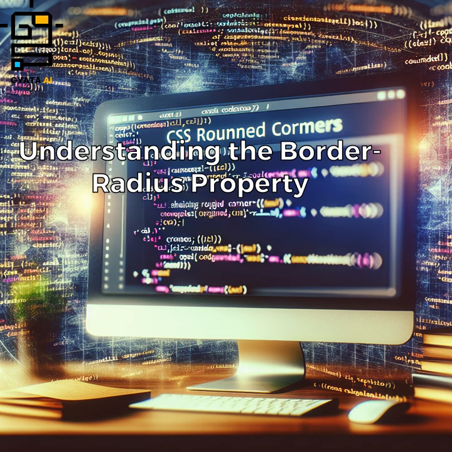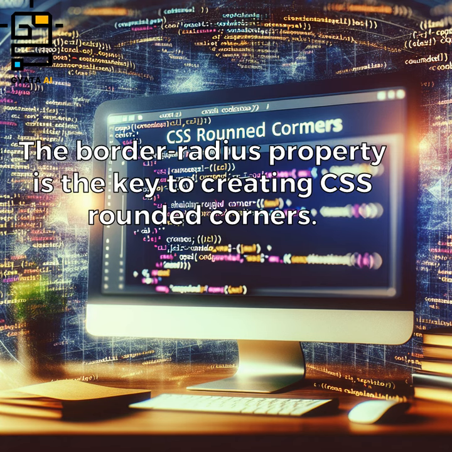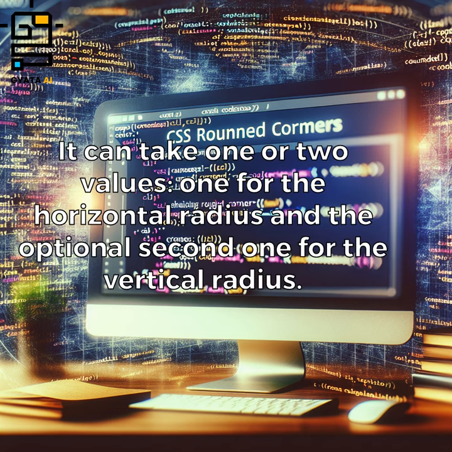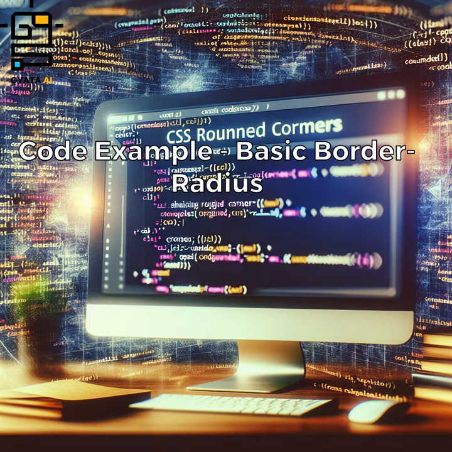Understanding the border radius property. The border radius property is the key to creating CSS rounded corners. This property allows developers to add rounded borders to an element. It can take one or two values, one for the horizontal radius and the optional second one for the vertical radius.